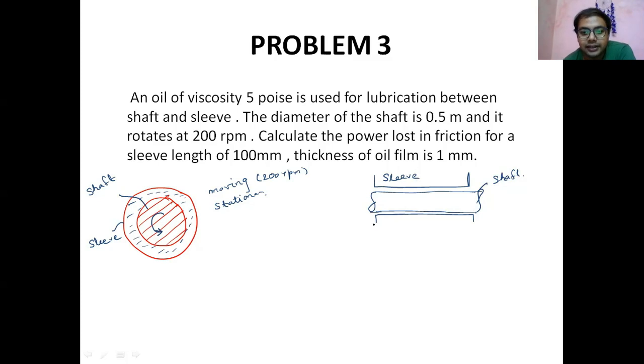So what they are telling is the sleeve length. The sleeve length is given as this length, 100 mm. And here the diameter of the shaft is given as 0.5 m, and the shaft rotation is 200 RPM.